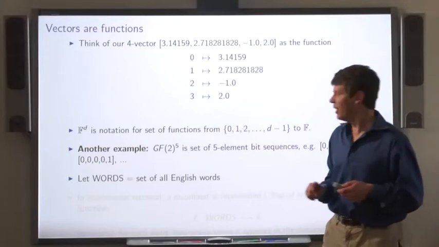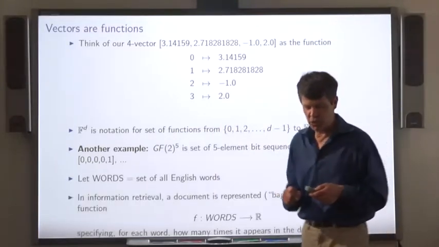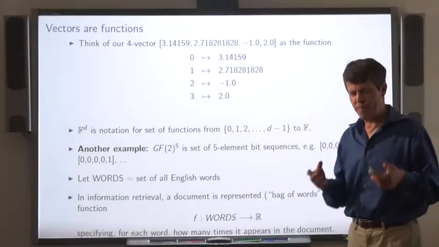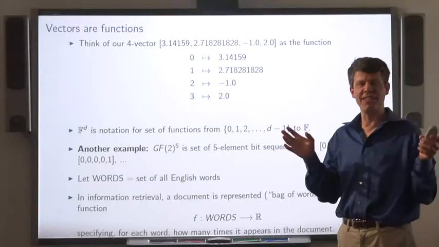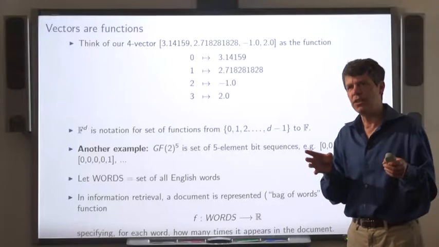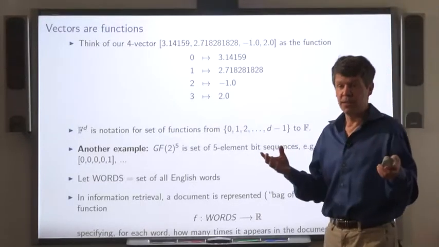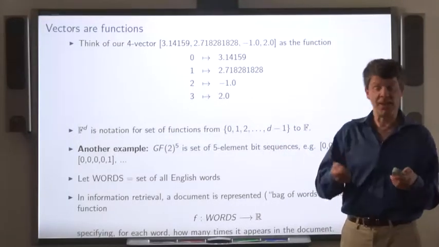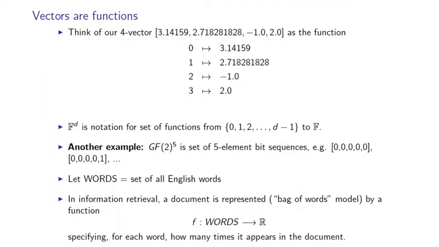Here's another example. Let words be the set of all English words. Now, in information retrieval, a popular way of representing documents is to forget the structure of the document, forget the syntax, and just represent the document by a bag of words. That is, a mapping from the set of words to the numbers, specifying for each English word, if the document's in English, how many times that word occurs.